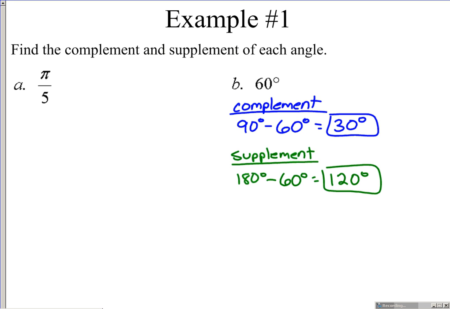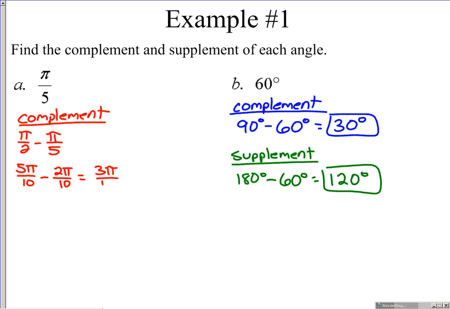When we're dealing with radian measures, we do the same type of thing. Complement. Well, we know complementary angles add up to 90 degrees. In terms of radians, that means they add up to pi over 2. So instead of subtracting from 90 degrees, I'm going to subtract from pi over 2. Now we do have to do some fraction work here. Get a common denominator. 5 pi over 10 minus 2 pi over 10. There's our complement.